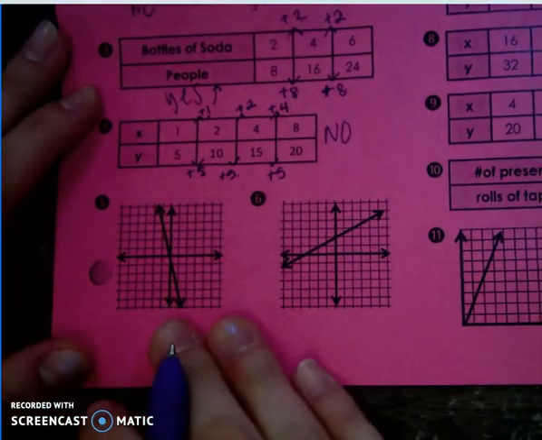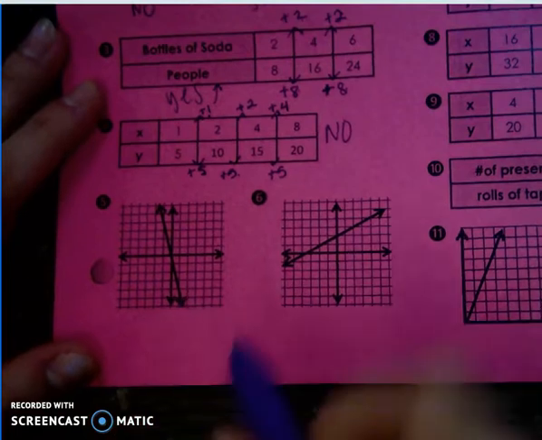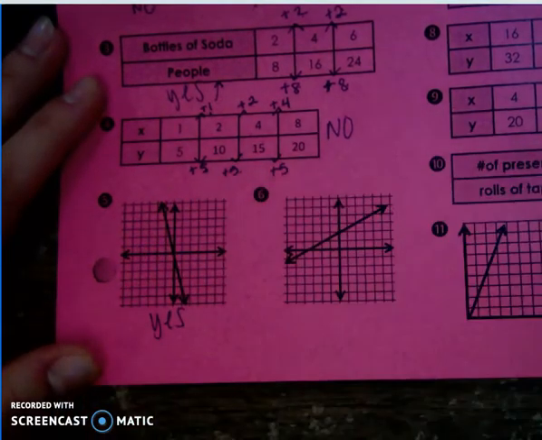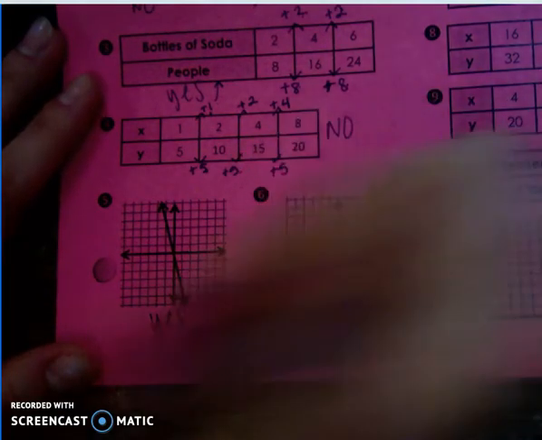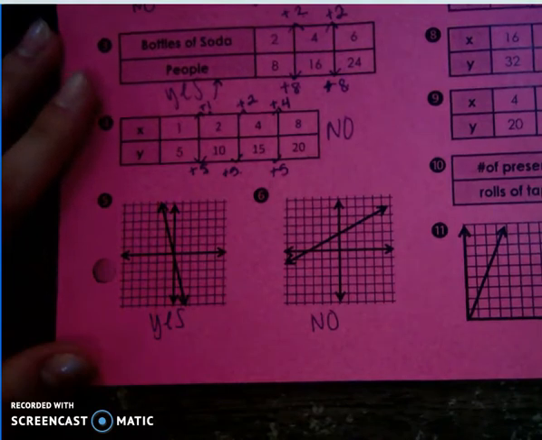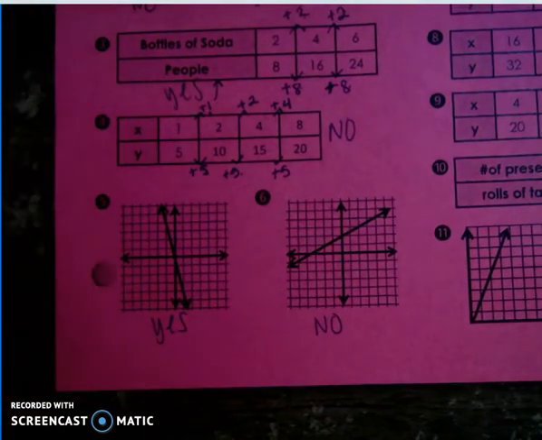And then let's look at the graphs. We said it had to go through the origin, so this is a yes, and this graph does not go through the origin, and it is straight, so this is a no. Okay? That's direct variation, a little bit of a refresher.